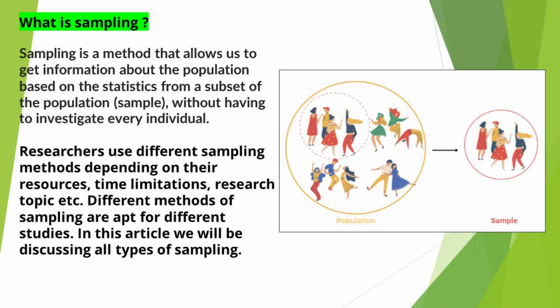We'll go ahead with our first question, that is, what is sampling? So sampling is a method that allows us to get information about a population based on the statistics from a subset of the whole population, without having to investigate the whole population. As you can see in this image, there are around 12 people in the population area, but we are only picking 4 people, because it's quite easy to perform a study on 4 people rather than investigating the whole population, that is 12 people in this image.